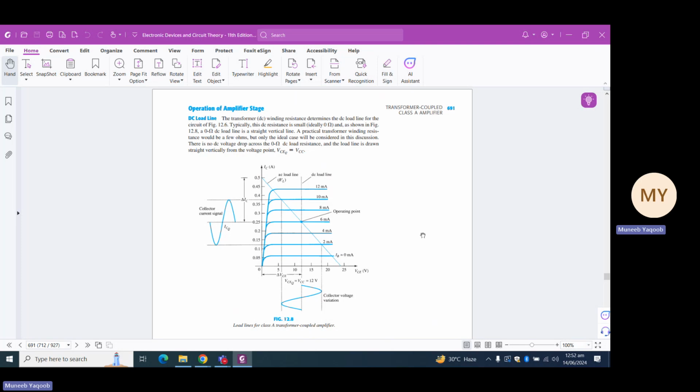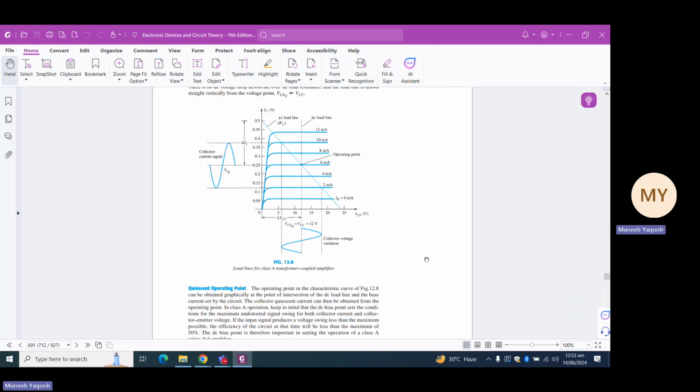Here you can see that the output characteristic curve is drawn for you, the load line is drawn for you, and the point of intersection of the load line and the output characteristic curve is basically the quiescent point. And you can see that at the quiescent point, there is a DC load line, which is vertical. So you can easily identify that this is basically equal to VCC, which is equal to 12 volt in this figure.